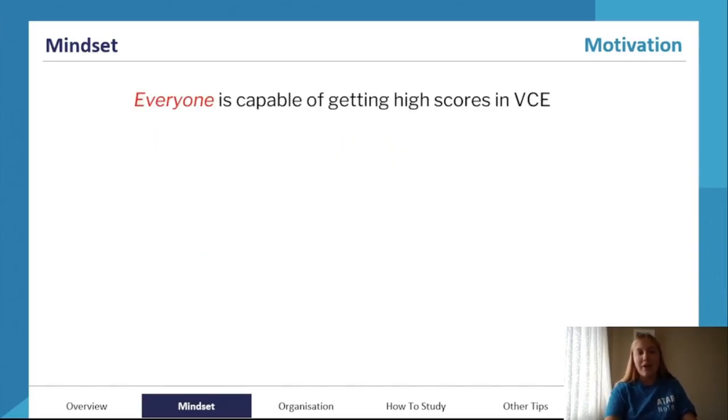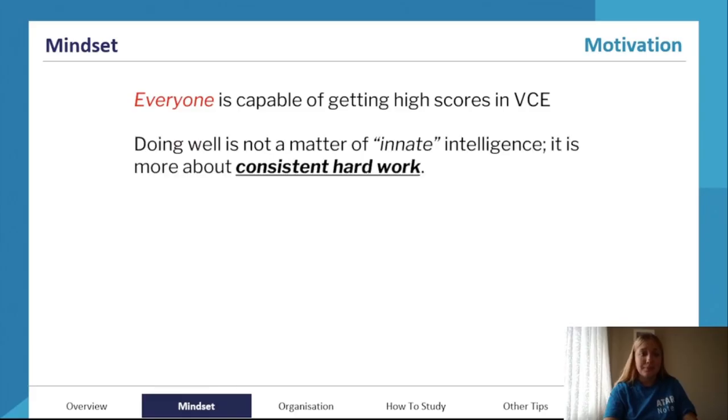So, absolutely everyone, every single student is capable of getting high scores in VCE. Even if you don't feel you're particularly good at a subject, chances are you need to change some of your study strategies, clear up some issues with the subject, or spend more time on it. You can still get there. You can get to the highest score range, and that's true for absolutely everyone, guys.